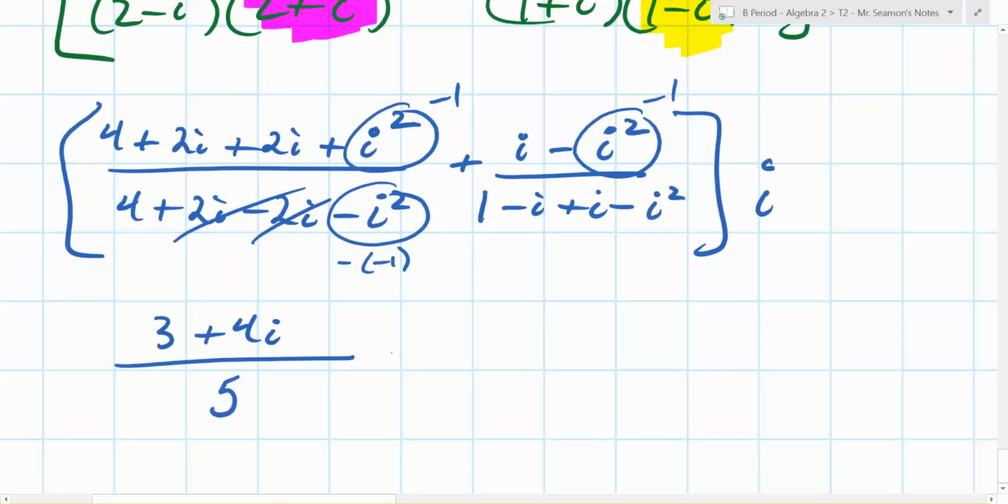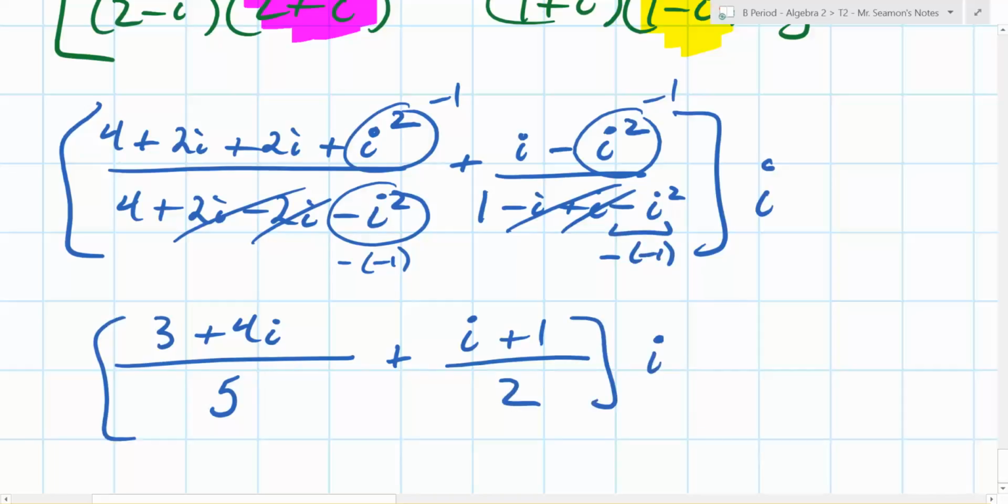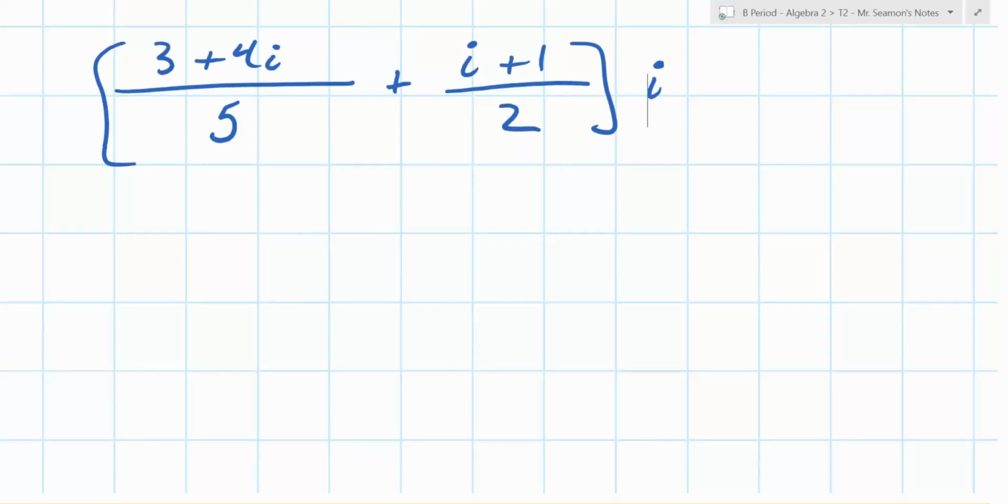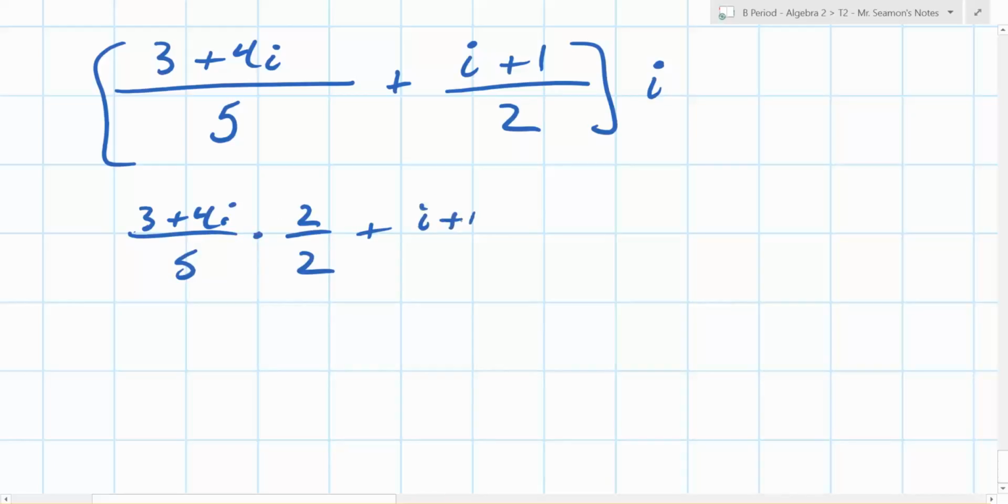So then what's it come out to be over here? i what? Plus 1, right? Over what? This cancels, and you have minus i squared, so that's minus a negative 1. Plus 1 is 2. To add fractions, what do you need? Common denominator. So this is going to be 3 plus 4i over 5 times 2 over 2, plus 1 over 2 times 5 over 5.